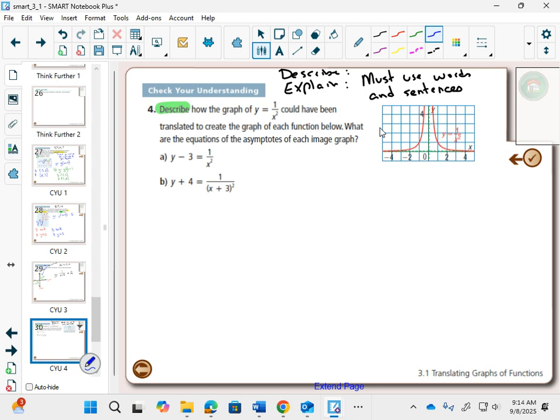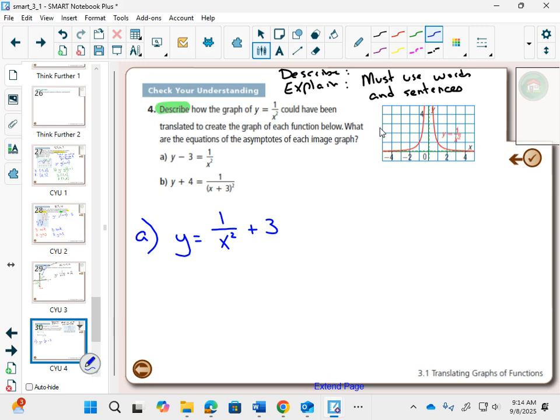What are the equations of the asymptotes of each image graph? So I'm going to start with A, and the first thing I'm going to do with A is I like to have that 3 on this side. So I might take the time to rearrange my equation. I would get no marks for this. This is just for myself. It's a describe question. The teacher would put their hand over it. Okay?